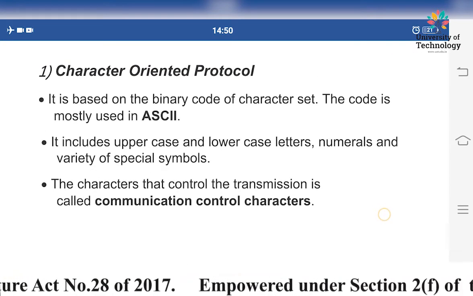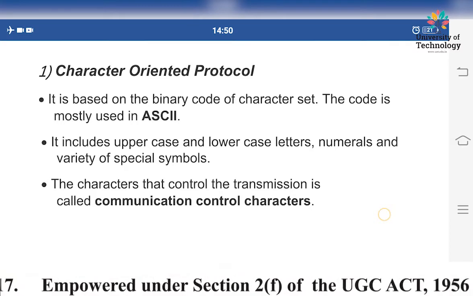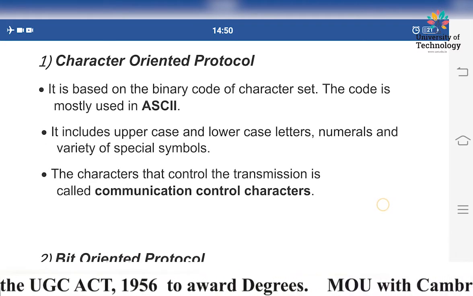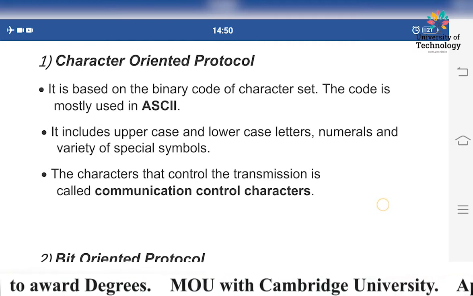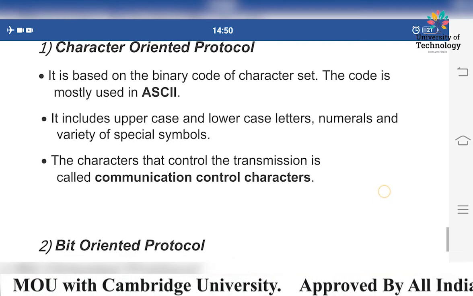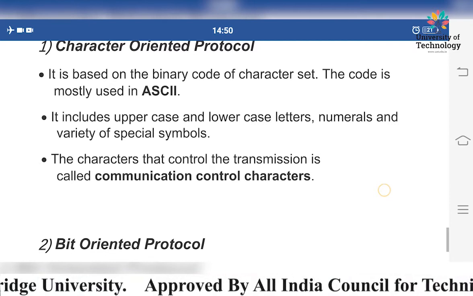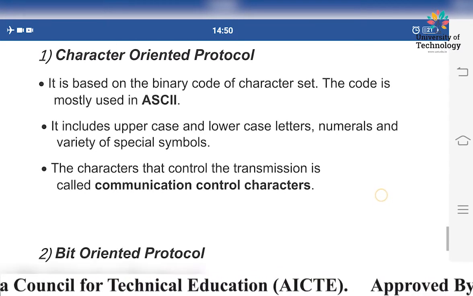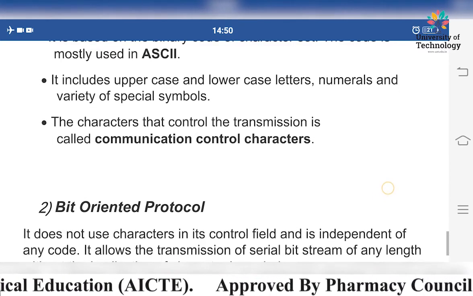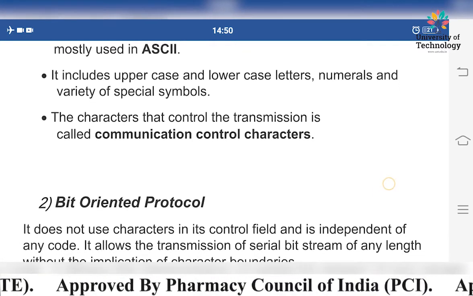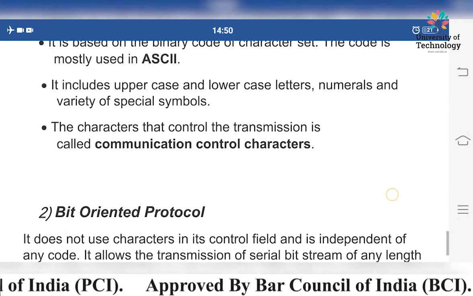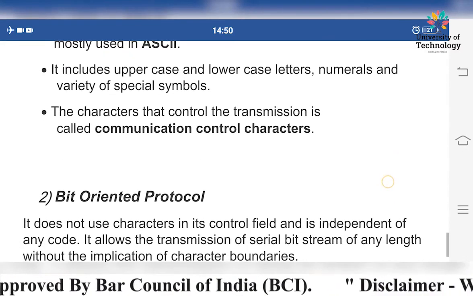So the first thing you need to understand in a character oriented protocol is that it is based on binary code, and it is mostly used in ASCII. What does this protocol include? It includes uppercase, lowercase, numericals, and so many symbols, exclamatory signs, different types of special symbols that are available to us. All these come into the category of character-oriented protocols only.